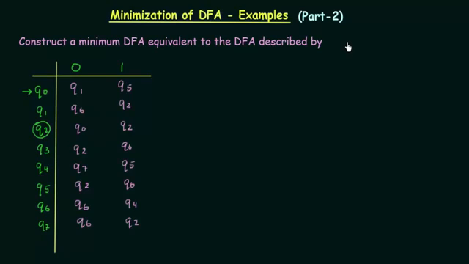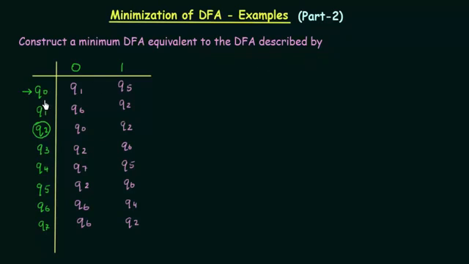In the previous lecture, I have taught you about minimization of DFA, and also we have seen an example in the previous lecture in which I explained in detail the step-by-step instructions that you have to follow in order to minimize a DFA. So in this lecture, we have another example where we have to construct a minimum DFA equivalent to the DFA described by this.